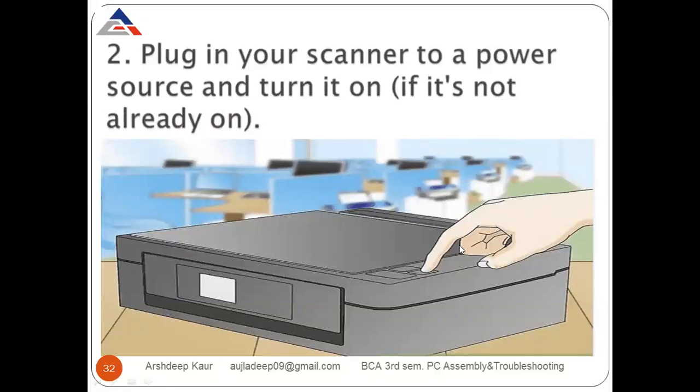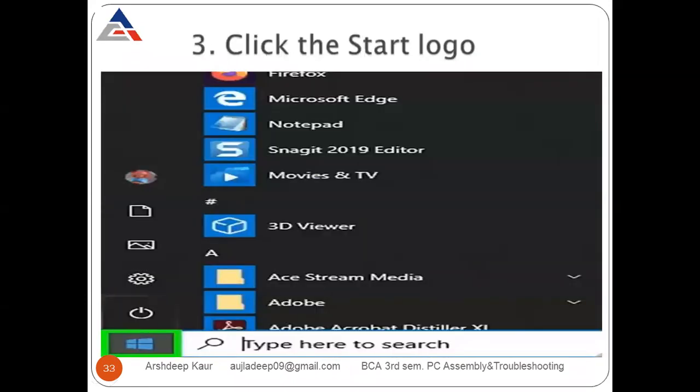and it's still not in an active state, what we need to do is first of all plug into the power supply so it gets electricity and starts working. Then we need to press the on button of the scanner. Third step, again go to the start logo. See, this is the start logo. Click on the start logo.